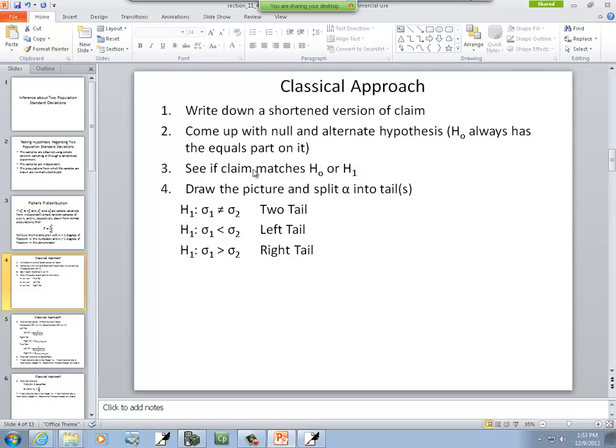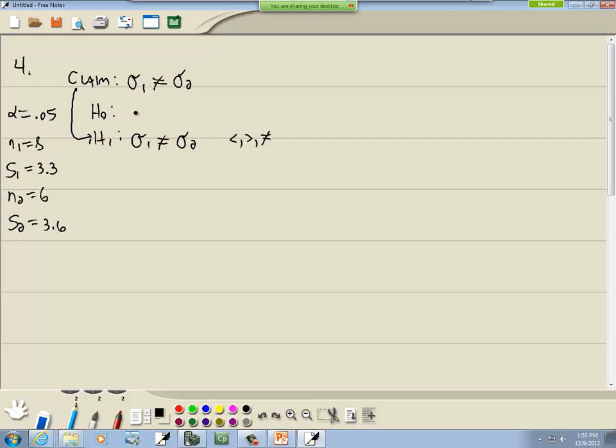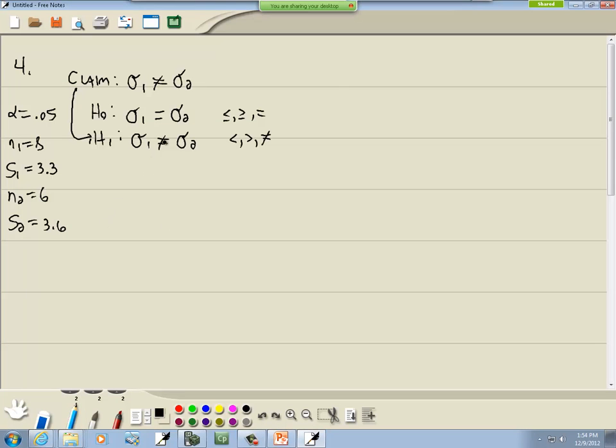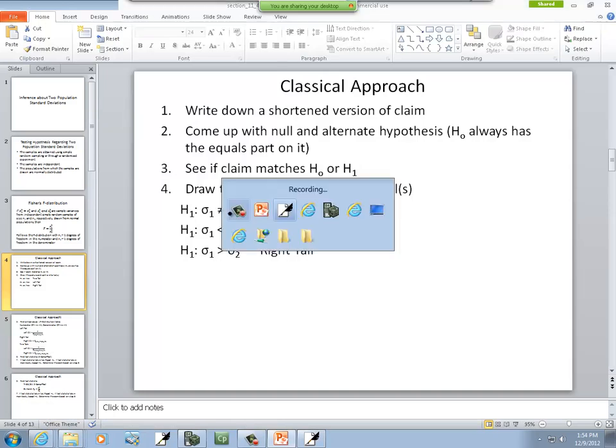That's step 3, actually. Now, our H naught. If this is not equal to, then this one is going to be equal to. These are opposites of each other. So the only symbols you can put on H naught are less than or equal to, greater than or equal to, or equal to. Now, I like these to be exact opposites of each other, but a lot of textbooks make this always equals. So something to keep in mind for your particular textbook if you're not in my class. I like these to be exact opposites. It just clicks better with students, I think. Okay, we did step 3. Step 4, draw the picture and split alpha into the tails. Not equal to on H1 is 2 tails.